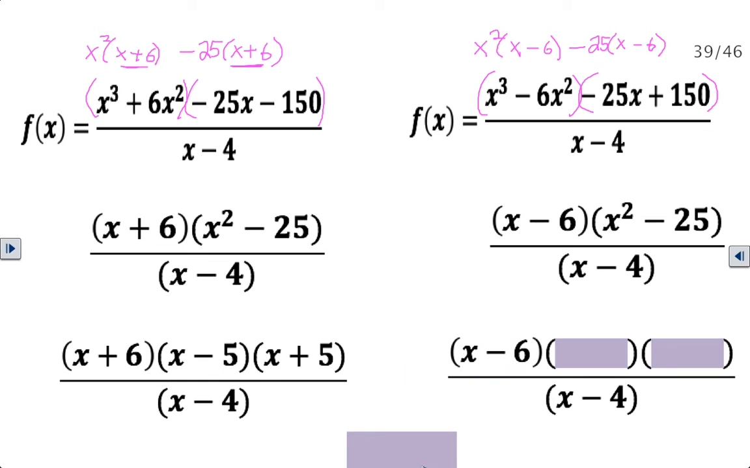Your x minus 6 cannot factor anymore, but the x squared minus 25 will factor to x minus 5 times x plus 5. If you want to check, you can always multiply everything back together here and make sure you get what you have up here.